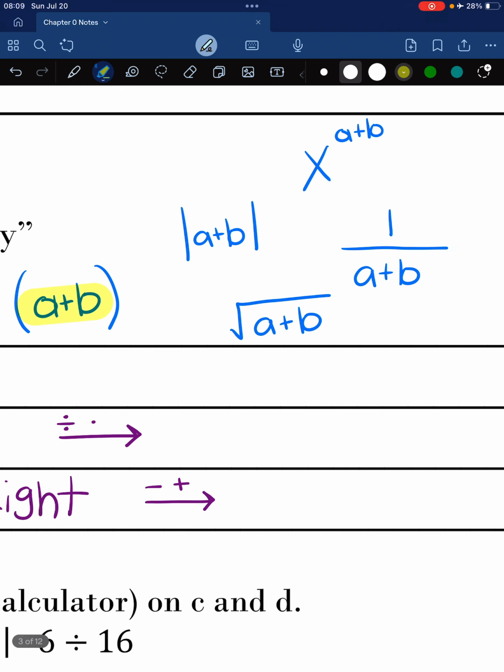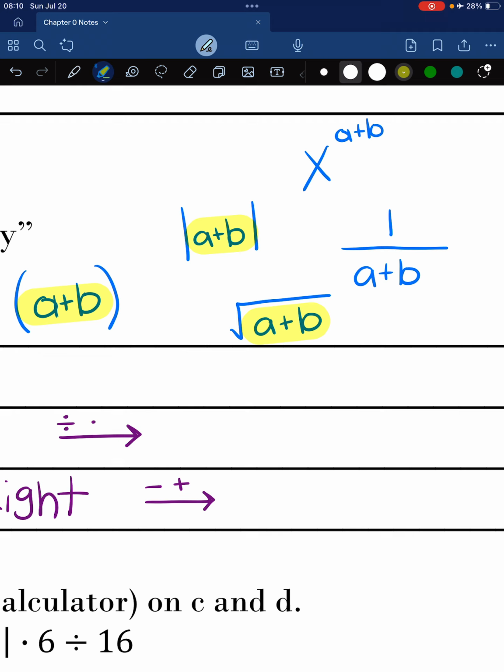Other types of grouping symbols can be other things that group operations inside of them, things like a square root or a cube root or a fourth root. Things like absolute value bars. We would need to evaluate the inside of the absolute value bars first before we take the absolute value of them. It acts like parentheses. Kind of looks like parentheses.